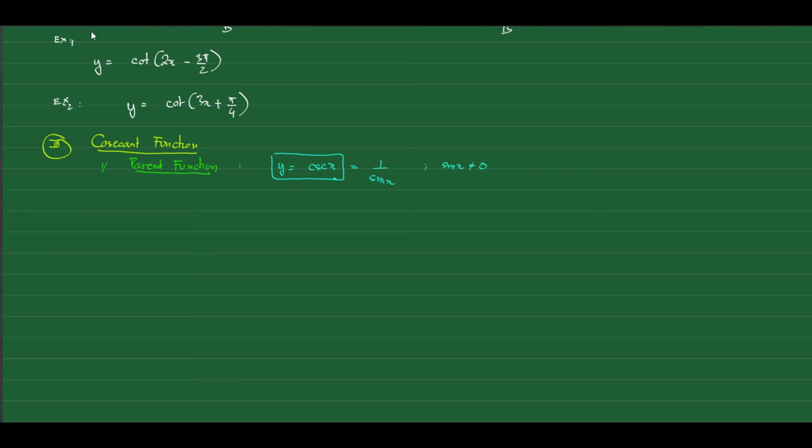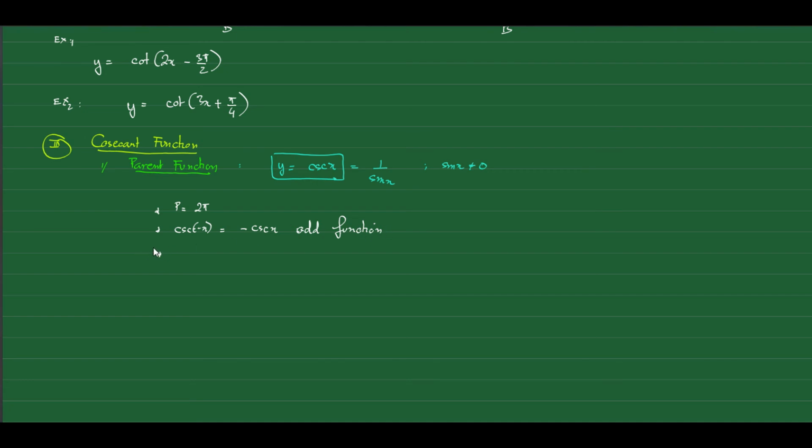Because cosecant is based on sine, the period is still 2 pi. And we know sine is an odd function, so cosecant is also an odd function. So cosecant of negative x equals negative cosecant of x. So this is an odd function.